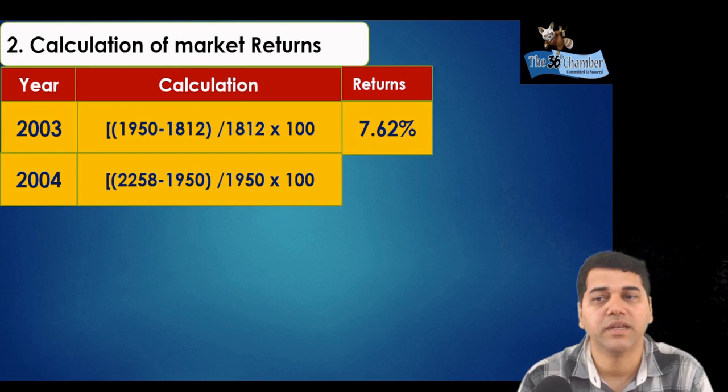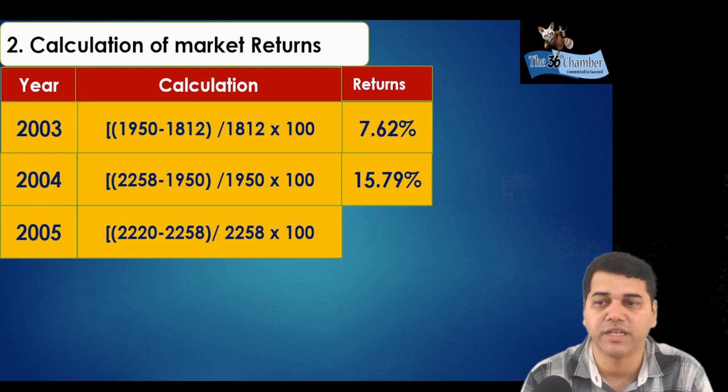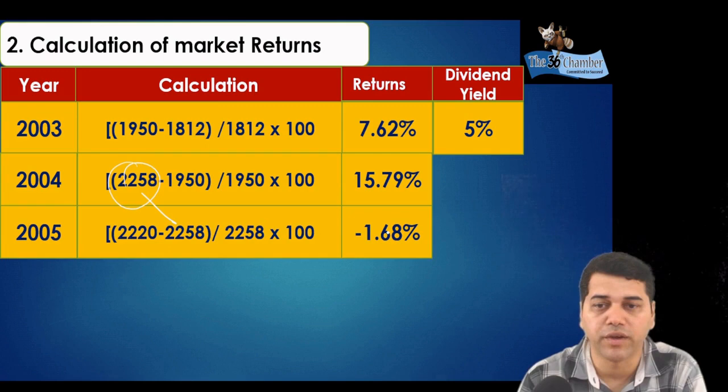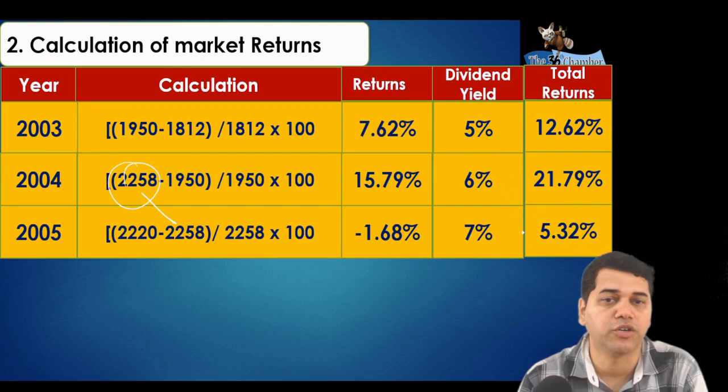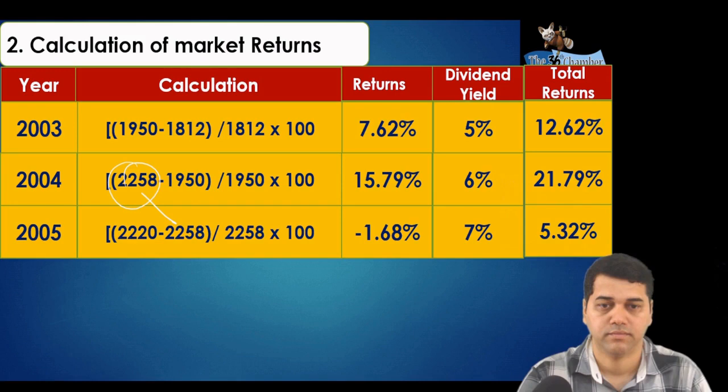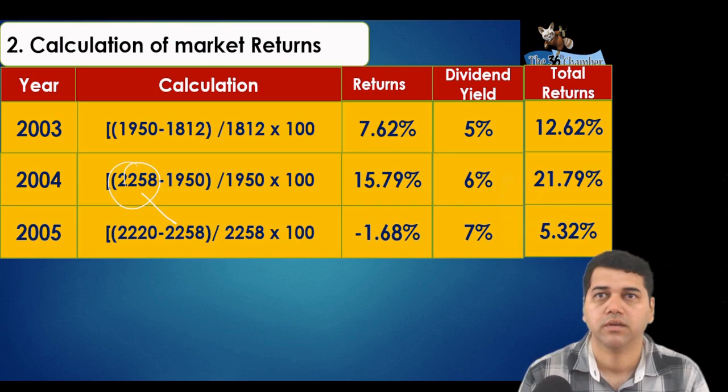Similarly, second year 2258 minus 1950, I get 15.79. Third year 2200 minus 2258, the previous one, divided by 2258, I get minus 1.68. Add a dividend yield to it, you got 12.62, 21.79, 5.32. So now we have calculated both the returns, market return and the stock return.